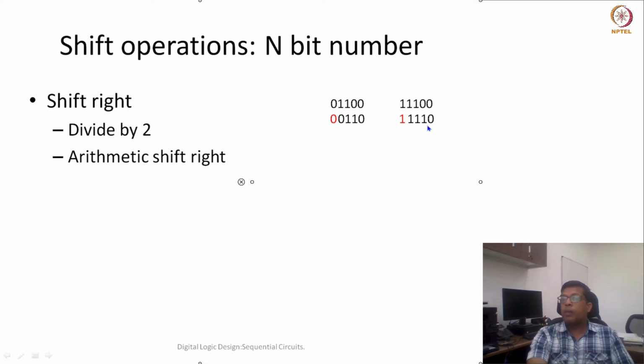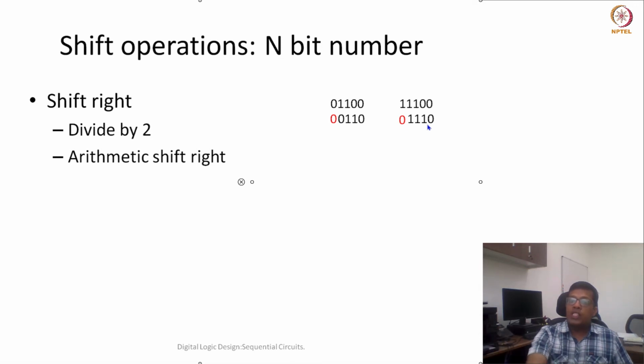Okay. But there is also a possibility that this number is not a 2's complement number, but an unsigned number. If it is an unsigned number, then this particular number represents 16 plus 8 plus 4. 16 plus 8 is 24, 24 plus 4 is 28. So this number represents 28, and then this number should represent 14. So that means there has to be a 0 here.